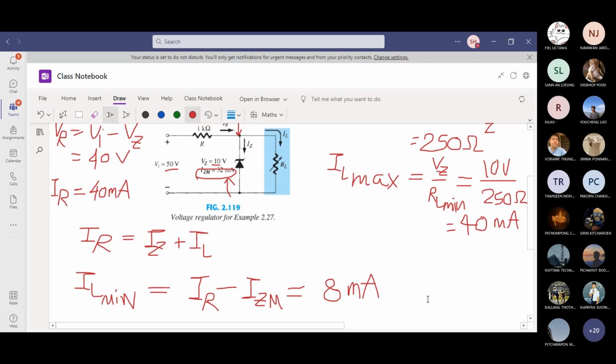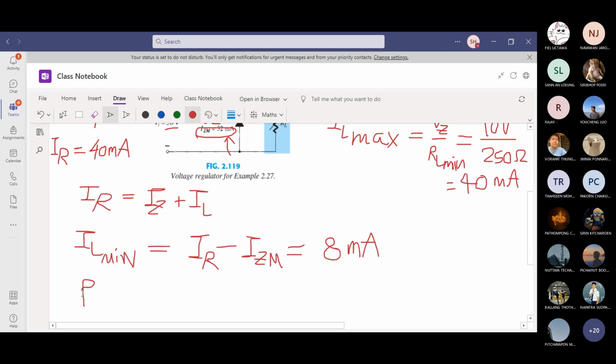Once you have minimum load current, you can find the maximum load resistor. What is maximum load resistor?